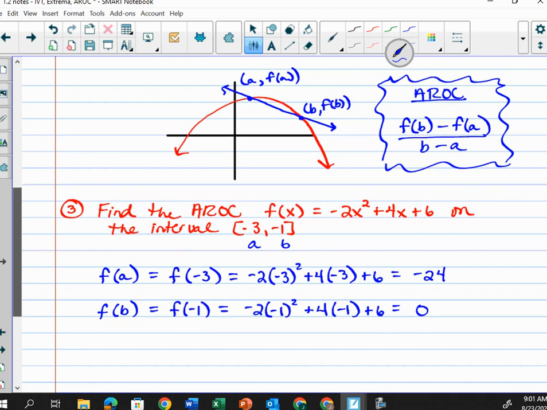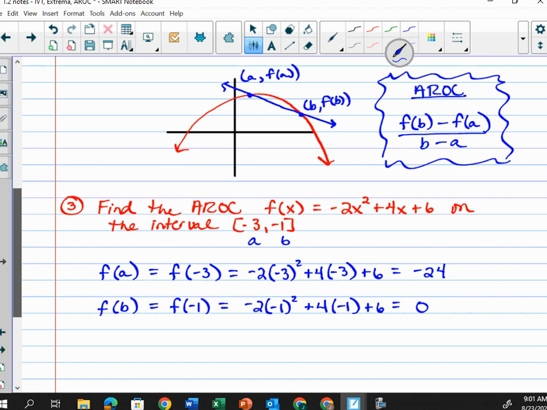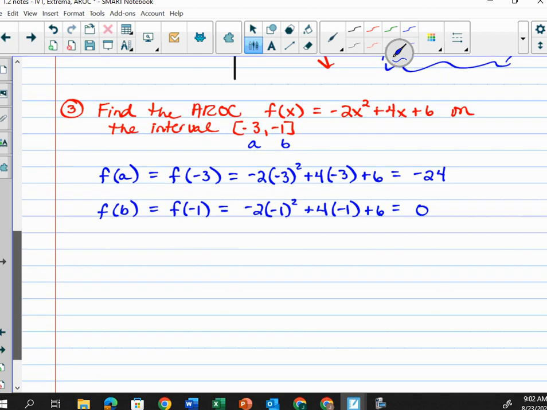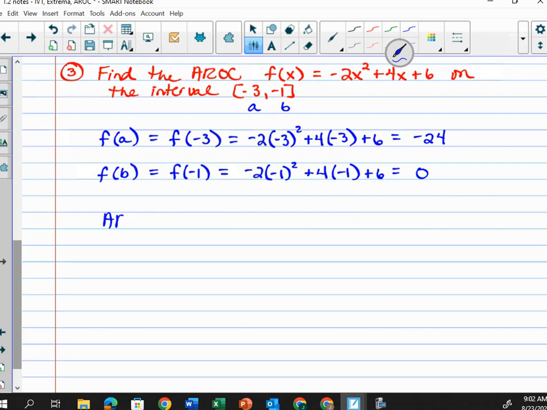Okay, so now I'm just going to follow the formula we wrote up there for AROC, f of B minus f of A over B minus A, okay? So AROC is 0 minus -24 over -1 minus -3. That's a whole lot of negatives, but what do we end up with? Just 12, yes. So your average rate of change, your slope of that secant line, is 12. Did I lose anybody in there?